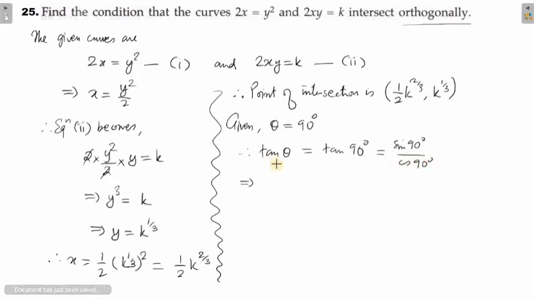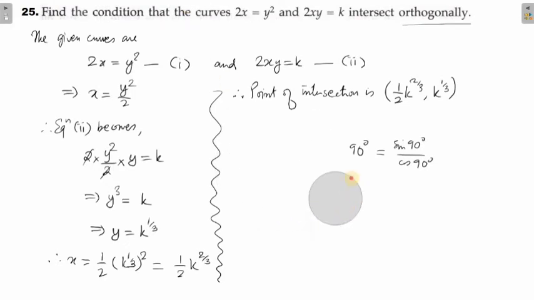Okay, so what we can do here is tan theta. All of you know it is m1 minus m2 by 1 plus m1 m2. By the way, I have not found what is m1 and m2, isn't it? So we have to find that also. So let me erase this for now. This is not required.